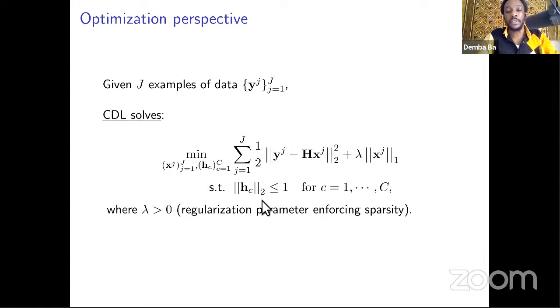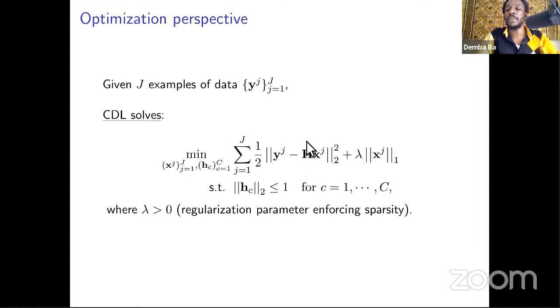How do we do this? So we have a mathematical audience here. You look at this, and the first thing that should come to your attention is that this is not a convex optimization problem. Why is it not convex? It's not convex because it involves the product of two of your optimization variables. So how we solve this in practice is by a procedure called alternating minimization.